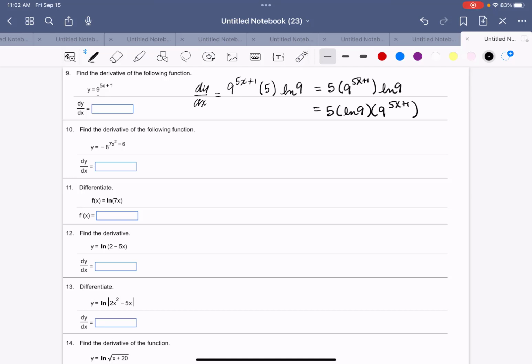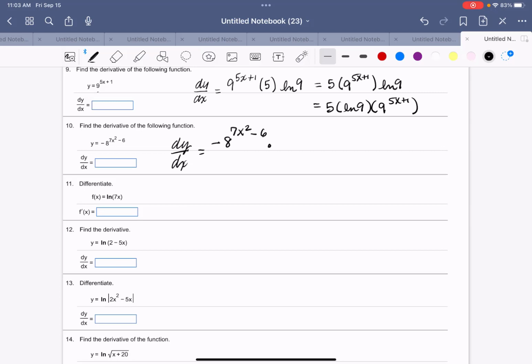Example number 10. Find the derivative of the following function. We have y equals negative 8 to the 7x squared minus 6. So to do our derivative here, we need to copy the original function, the opposite of 8 to the power 7x squared minus 6, times the derivative of the exponent. This is the chain rule part, 14x, and then the natural log of the base.